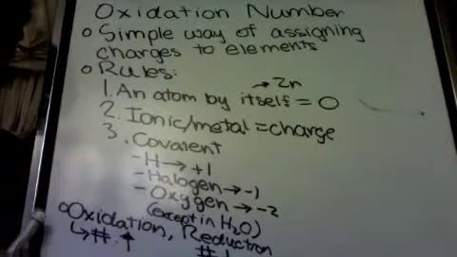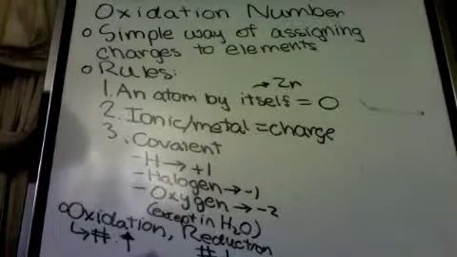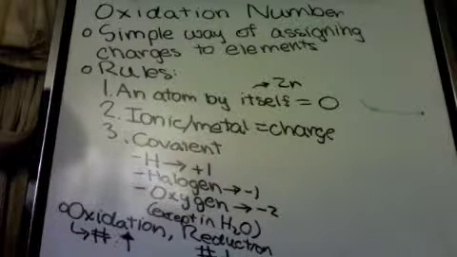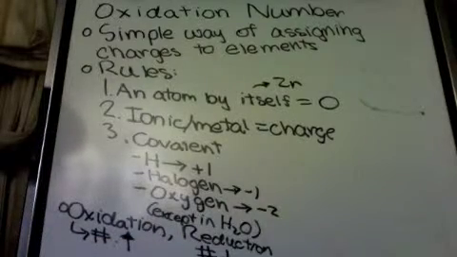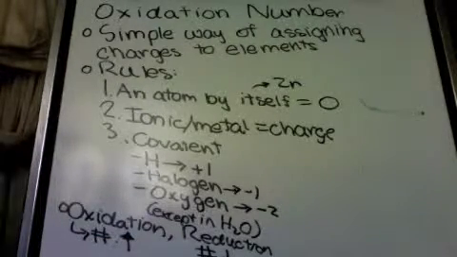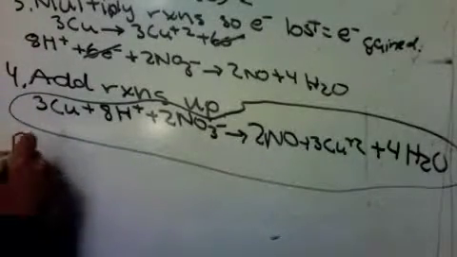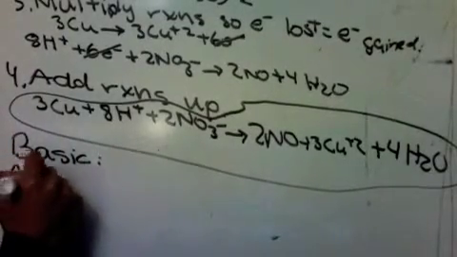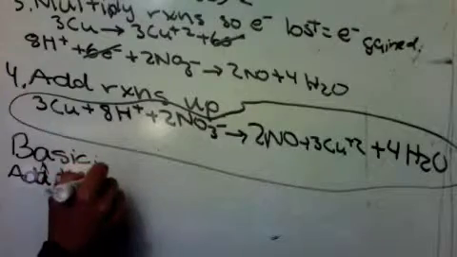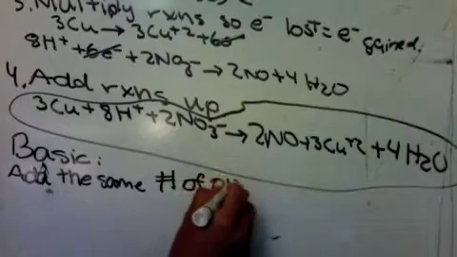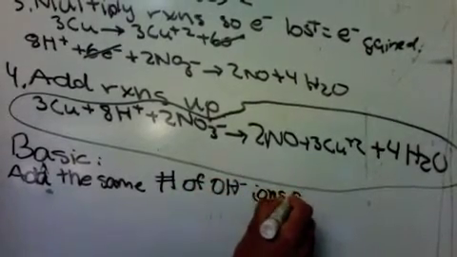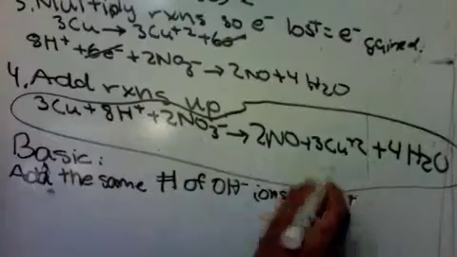And in redox reactions, in the first half of the redox reaction, the oxidation part, the number increases, and in the reduction part, the number decreases. And just one thing to note is that if it was in a basic solution, you would go through these same steps, but you would add the same number of OH minus ions as H plus ions to both sides.